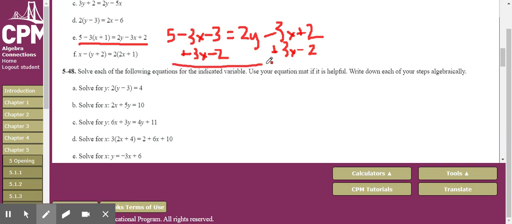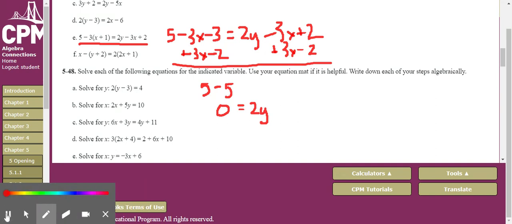So what we're left with, this becomes 0. So I have 5 minus 5, which is also 0, equals 2y, so we know that y has to be 0 in order for this to be true. So we wouldn't plug that back in. We would need a second equation in order to do that. My bad. Okay, so there you go.